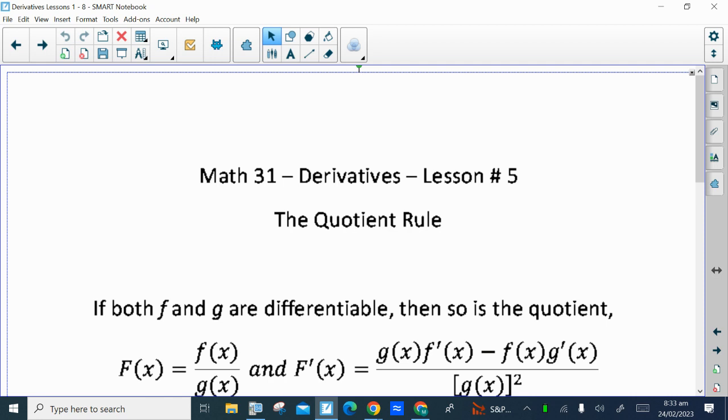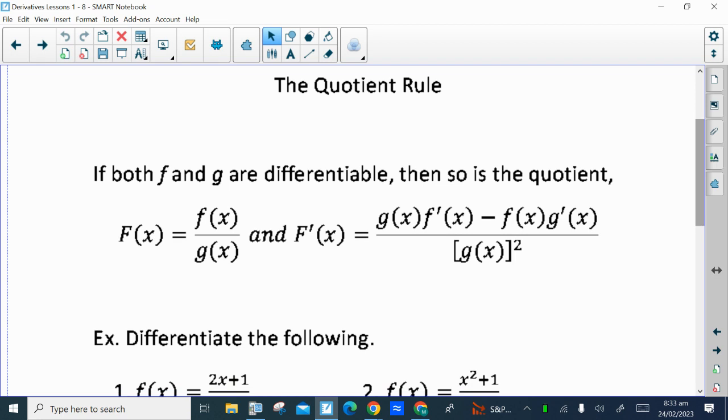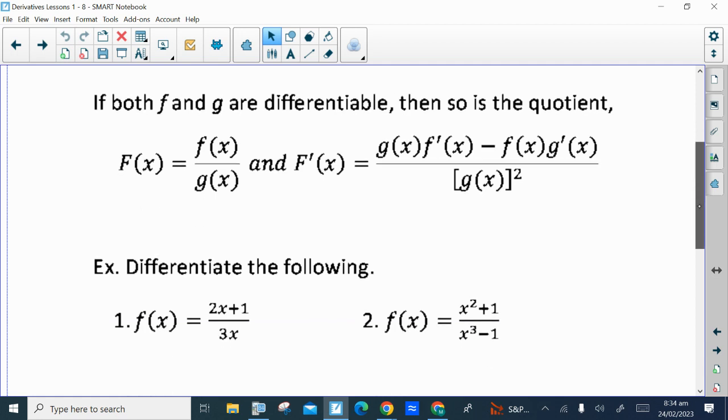So the rule for differentiating a quotient. If capital F at x equals f at x divided by g at x, and the derivative is found, in this case, the order absolutely matters. So it has to be the derivative of the top times the bottom minus the derivative of the bottom times the top all over the bottom squared. So this is the order that you must follow when doing the quotient rule.